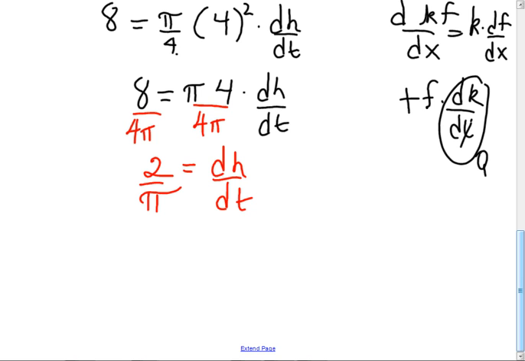I just divided this, but you could leave it. What's 8 divided by 4? I divided by 4 pi on both sides. So we don't have to solve. You have solved it. But it's how fast. Yep. It's 2 over pi, feet per second or feet per minute. The change in the height. How fast is the height changing?